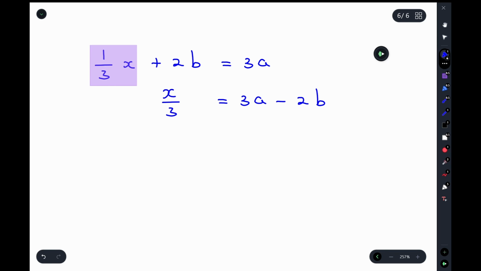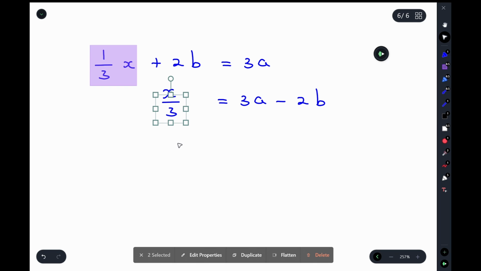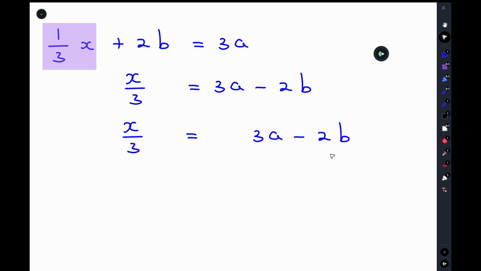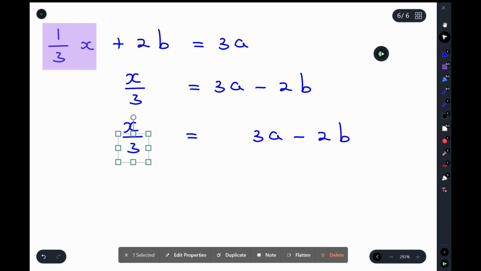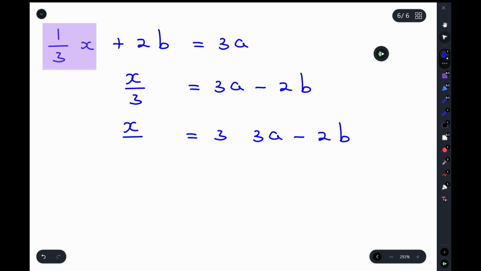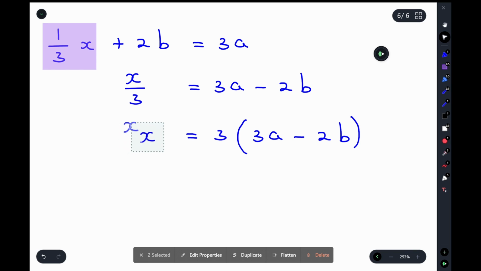And the reason for that is that I could simply now say I'm going to move the divide by 3 to the other side. Now I'm going to move divide by 3 to the other side, and it will become multiply by 3. But it is 3 multiplied by everything that was previously on the right hand side. Yeah? You could expand that if you desire, or you can leave it in the factorized form.